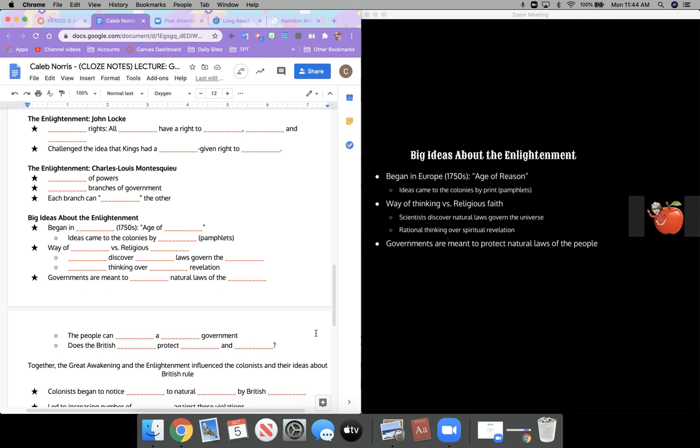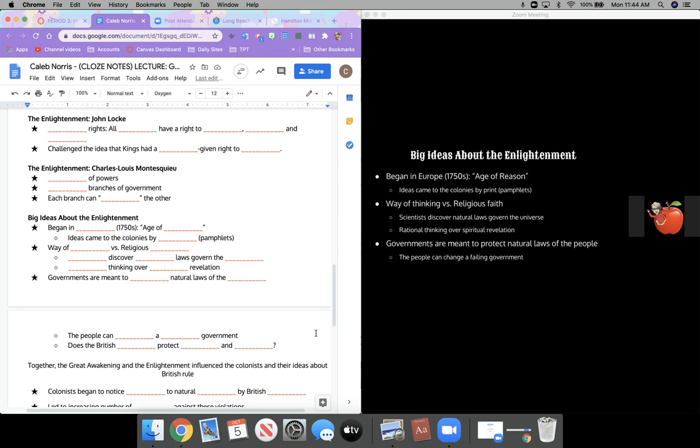Now, under the Enlightenment, like Montesquieu said, governments are meant to protect the natural rights of the people. That's what a government is for. A government is for the people. So the people can change a government that isn't working anymore. If the government is failing, the people are allowed to change it.